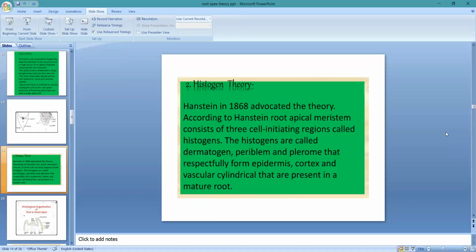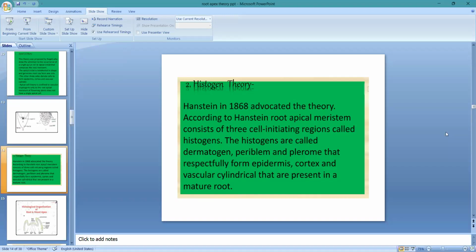According to him, the root apex shows 3 initiating regions called the histogens. Thus, those 3 initiating regions are called histogens. The histogens are called dermatogen, peribulum and plerome. In the shoot apex also, we observed 3 regions: dermatogen, peribulum and plerome.